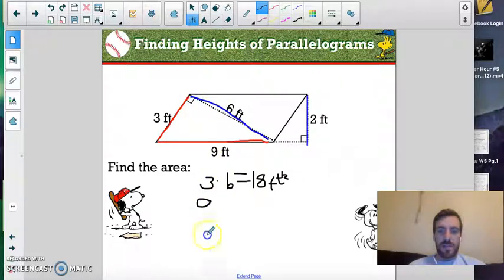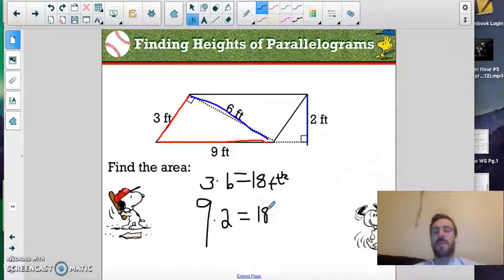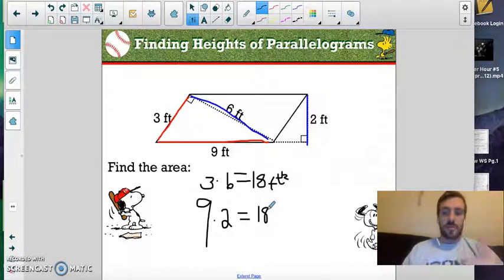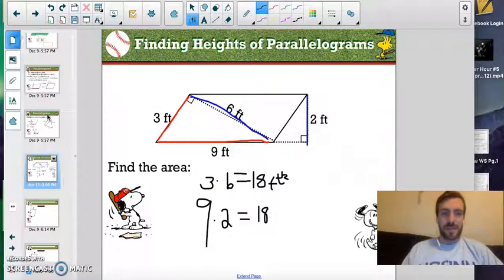9 times 2. Whoa, big 9. Going in. 18 again. So, doesn't matter which way you do it. Again, you might only know certain information, so you might have to do it the first way. Even though that looks kind of weird, it is going to give you the same answer.